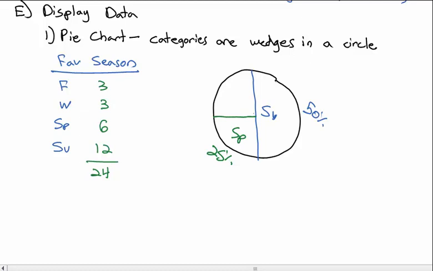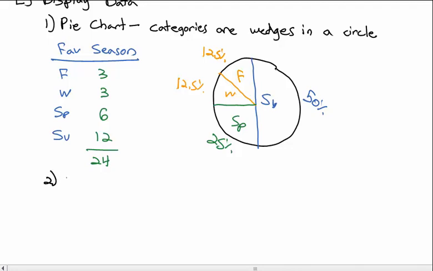And then 3 liked fall and winter. That was half of each of those. So that's 12.5% like winter and 12.5% like fall. So there we have a pie chart where each slice represents the proportion. You can see most people like summer. There's no school and no homework. What a wonderful season of life.